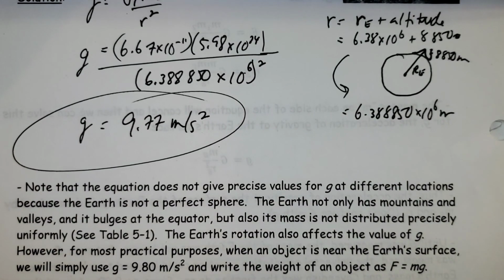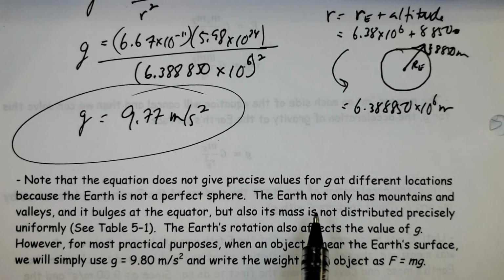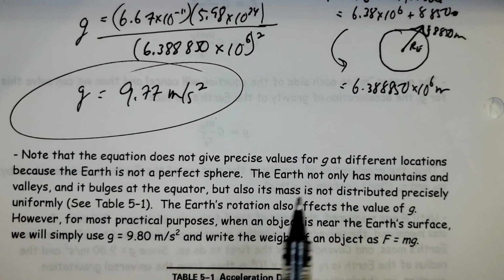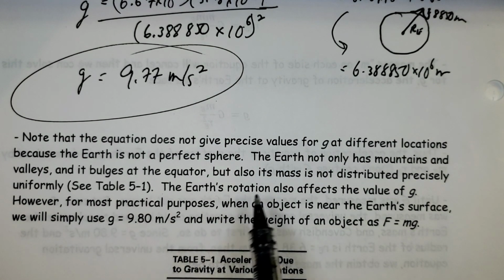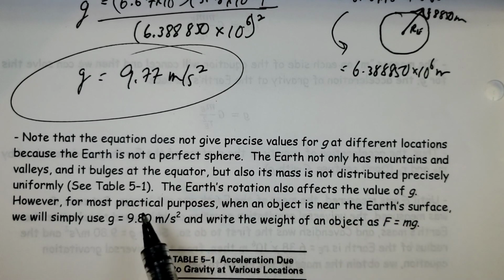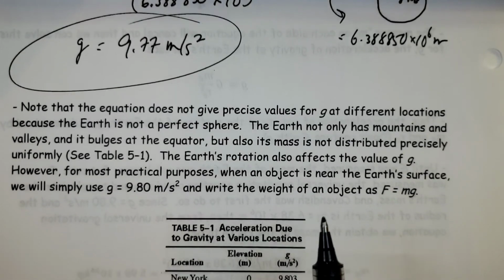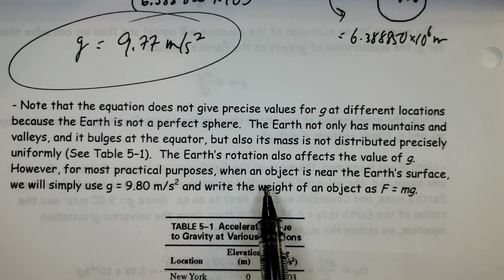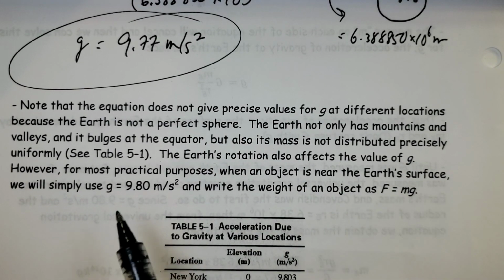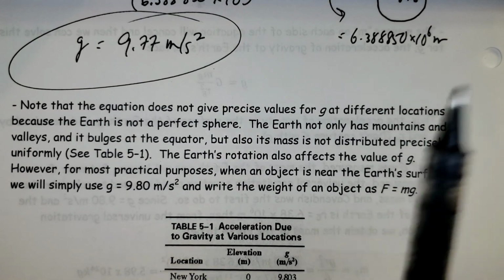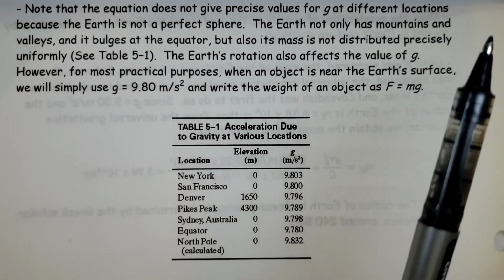Note that the equation does not give a precise value for g at different locations because Earth is not a perfect sphere. The Earth not only has mountains and valleys, it also bulges near the equator, and its mass is not distributed precisely and uniformly. The Earth's rotation also affects the value of little g. However, for most practical purposes, when an object is near the surface of the planet, we use 9.8 for little g.